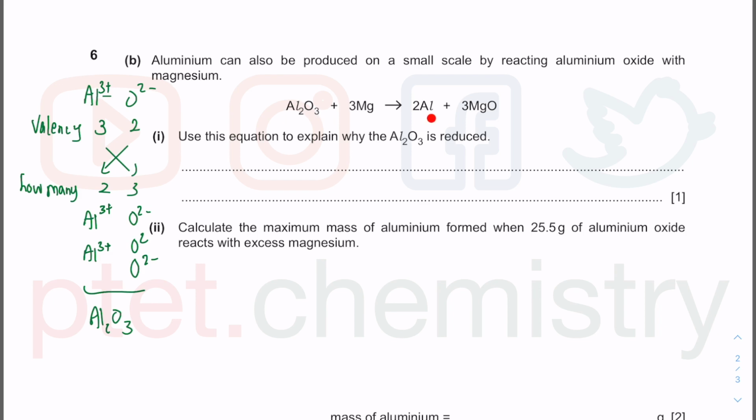Reacting with magnesium, giving aluminium and magnesium oxide. Of course, magnesium oxide is Mg2+ O2-. The 2:2, simplest ratio is 1:1, because you simplify from 2:2, crisscross.